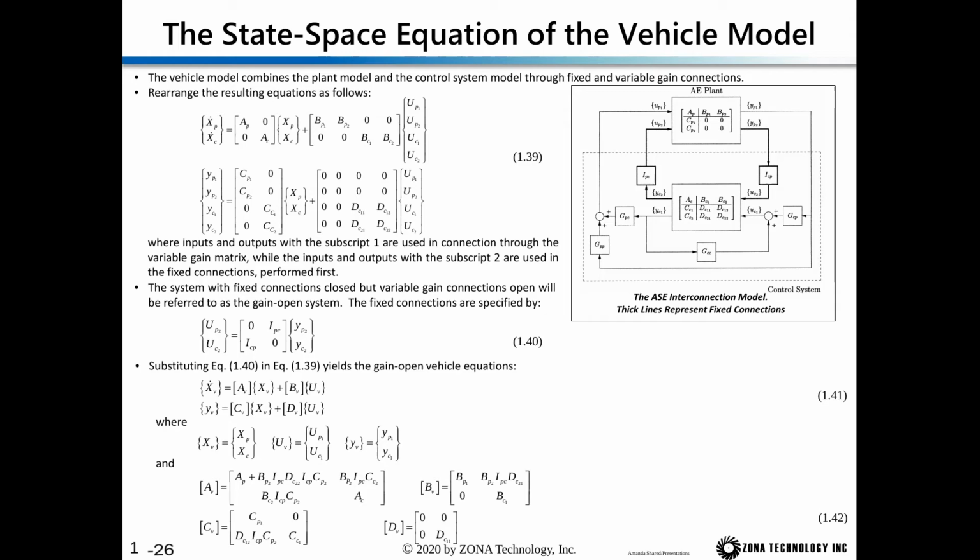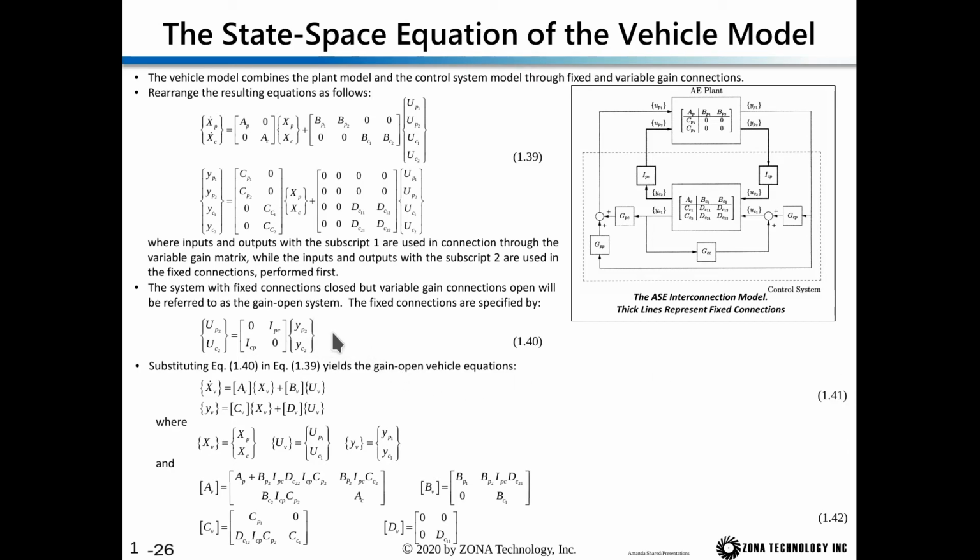So this is details of how ZAERO internally builds up the vehicle model. This isn't as important to understand, but we give it here for completeness. Conceptually, you're just taking the plant model and the control system model and then connecting the two through your fixed connections and variable gain connections. So the system with the fixed connections closed but variable gain connections open is referred to as the gain open system. And the fixed connections are specified here in equation 1.40.